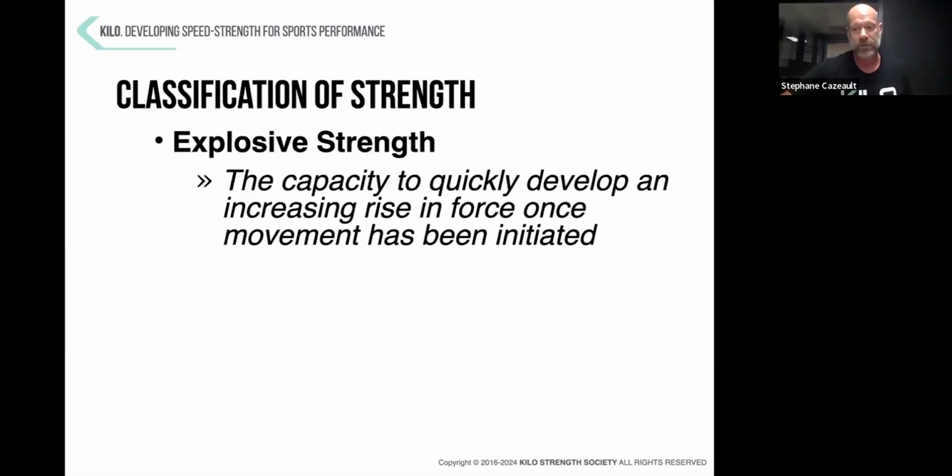To come back to Fred Hatfield's example, for explosive strength, he's talking more about those floodlights where you turn them on, and the longer the light stays on, the brighter and brighter the light gets. Okay, so this would be explosive strength. Explosive strength and starting strength are separate qualities, but they both work together in the expression of power.